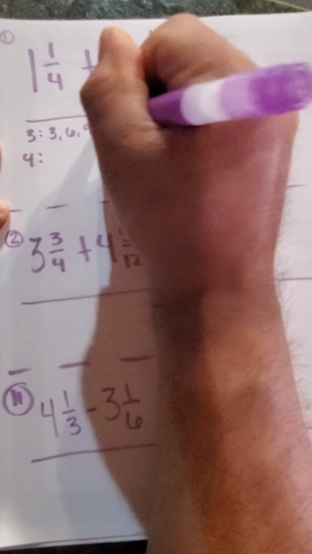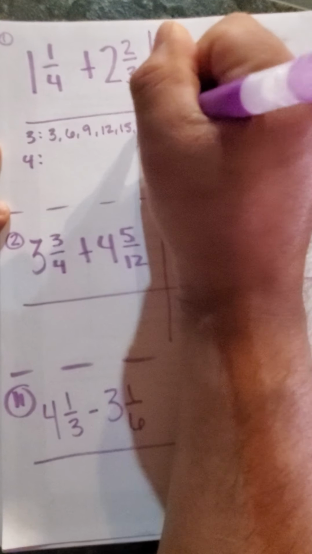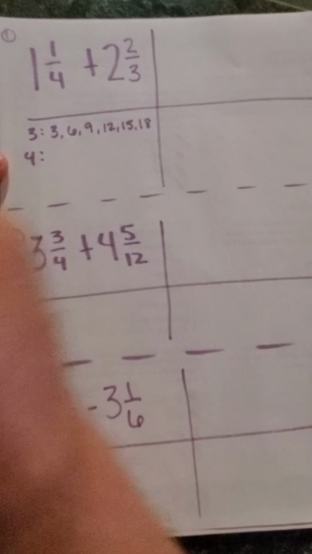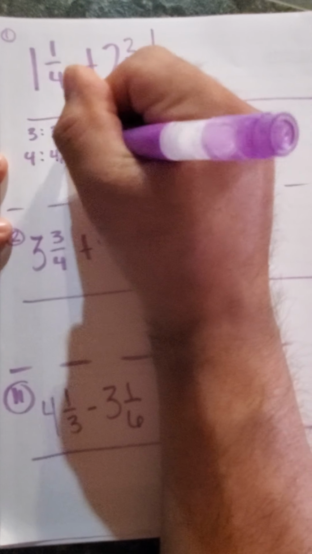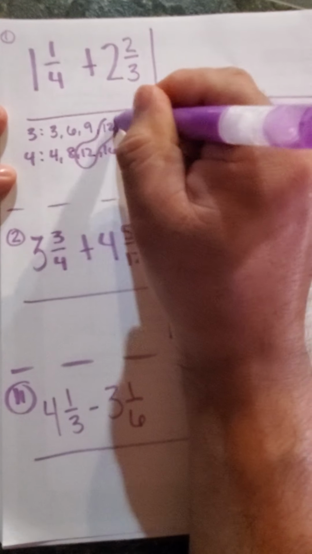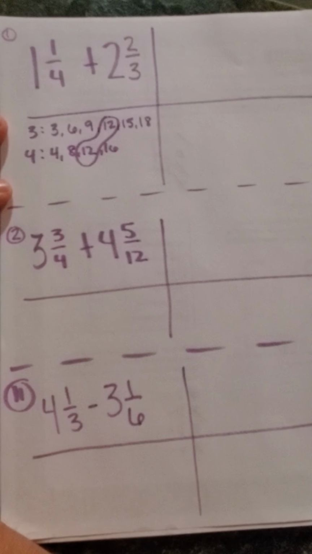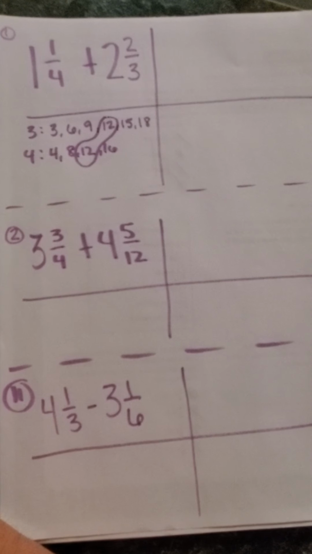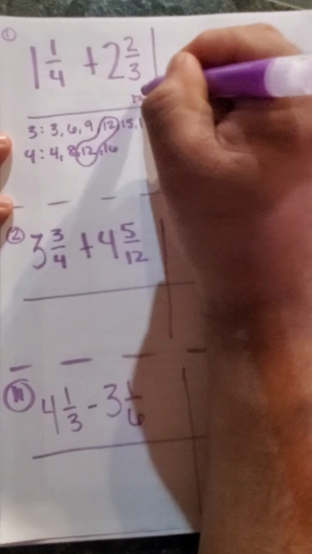So I got 3 and 4. 3 is 3, 6, 9, 12, 15, and 18. I'm going to stop there. 4 is 4, 8, 12, and I'm going to go to 16. I'm going to go ahead and stop because I already see that this 12, I'm going to circle it, is my least common multiple. It's the same. It's the least number that's the same. The smallest number the same. And I'm going to write 12 here.